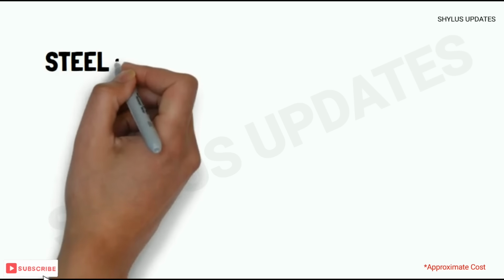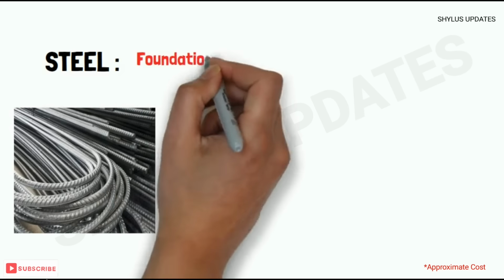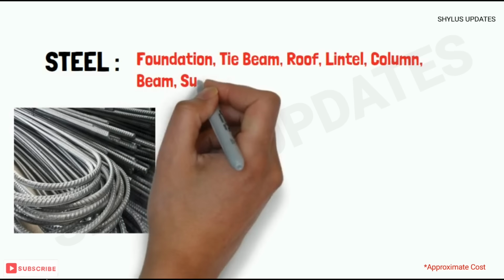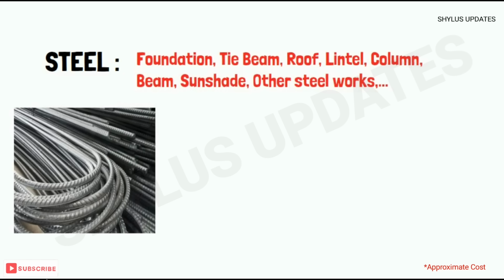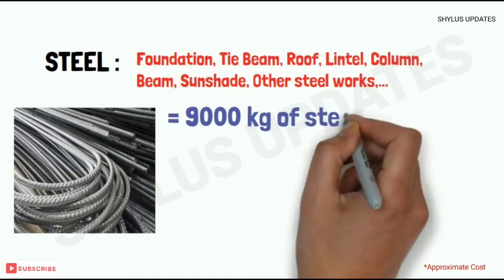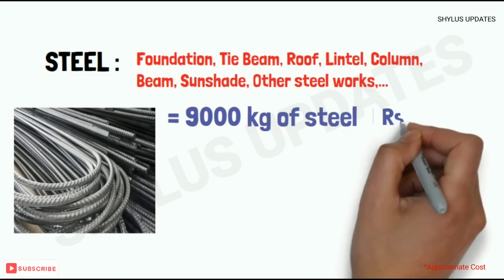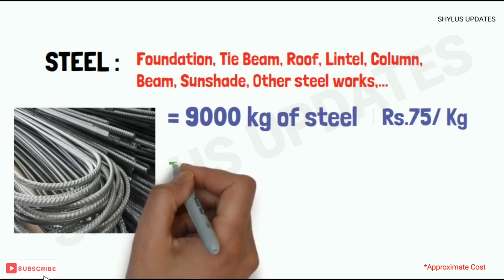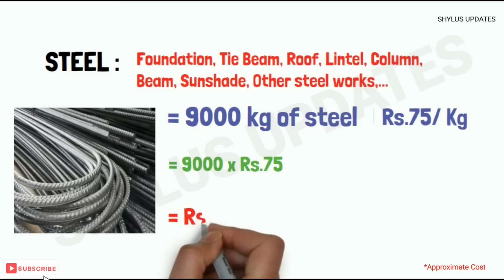Steel. Steels are used in foundation, tie beam, roof, lintel, column, beam, sunshade, other steel works, etc. For a 2000 square feet house, 9000 kg of steel are required. The current market rate of steel is rupees 75 per kilogram. When you multiply 9000 into rupees 75, you get rupees 6,75,000.